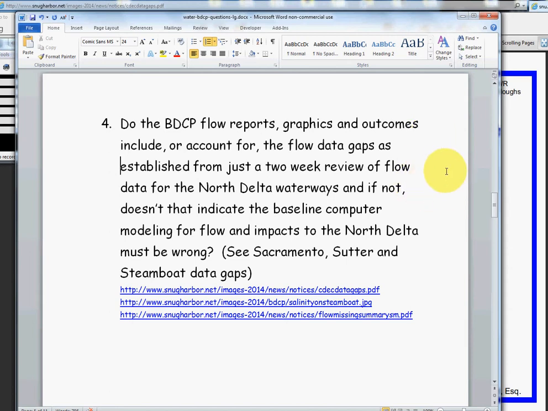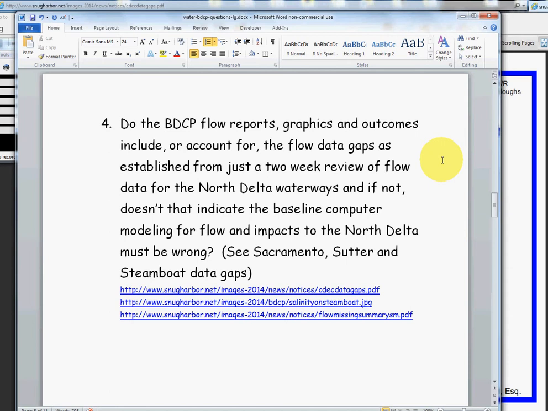So the question I have for the Bay Delta Conservation Plan decision makers is, do the flow reports, graphics, and outcomes include or account for the flow data gaps as established from just a 2-week review of flow data for the North Delta waterways? And if not, doesn't that indicate the baseline computer modeling for flow and impacts of the North Delta must be wrong in the Bay Delta Conservation Plan?